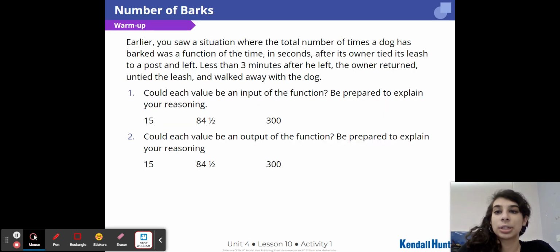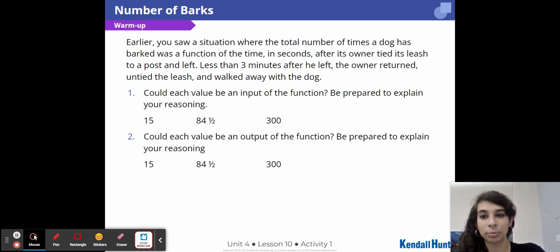Let's get into it. Today we're going to talk about a situation that we talked about earlier. Earlier, we saw a situation where the total number of times a dog has barked is a function of time in seconds after its owner tied its leash to a post and left. Less than 3 minutes after he left, the owner returned, untied the leash, and walked away from the dog.